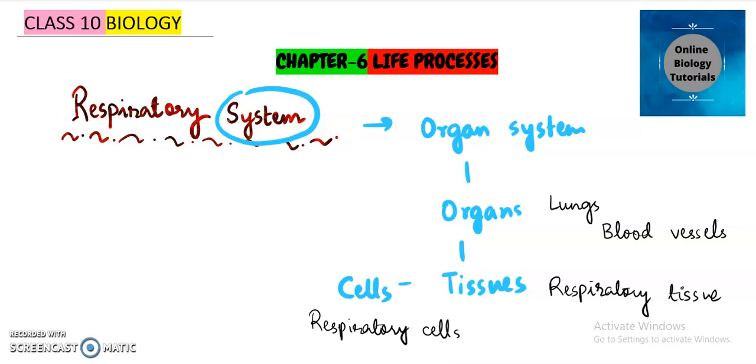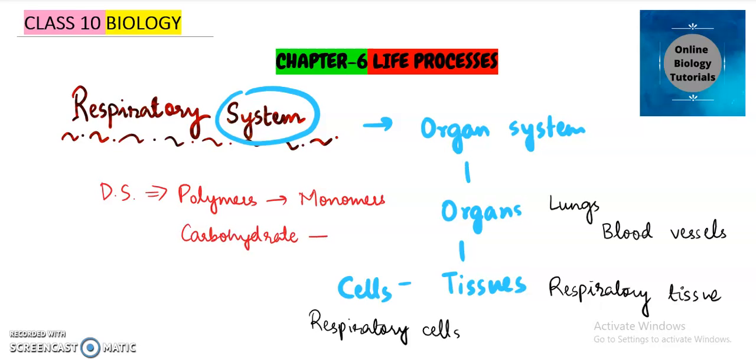Now, as I talked about in the digestive system, the digestive system's work is to convert polymers to monomers. What is an example of a polymer? Carbohydrate is an example of a polymer, and it gets converted to glucose with the help of the digestive system.